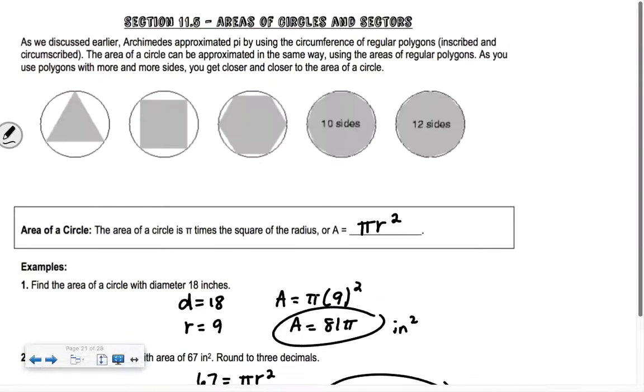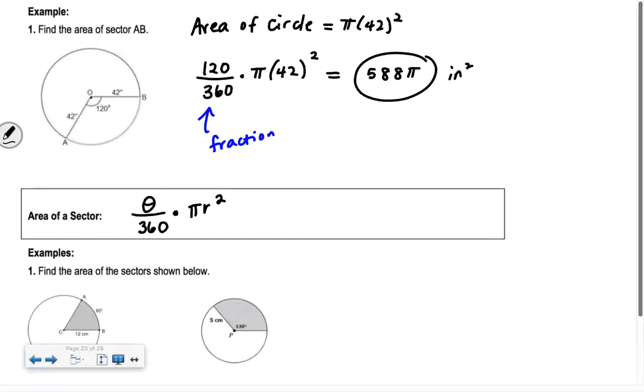All right, so very similar for this formula. This one's using pi r squared because it's talking about the area of a circle, versus the length of a circle, 2 pi r, arc length. So find the area of the sector shown below. On the first one, we have 60 degrees out of the whole thing, 360, and we're multiplying by pi times 12 squared.